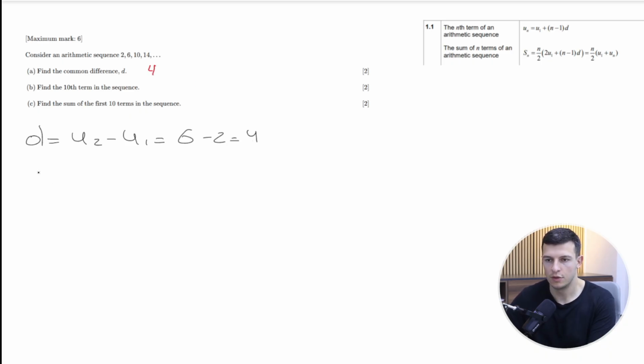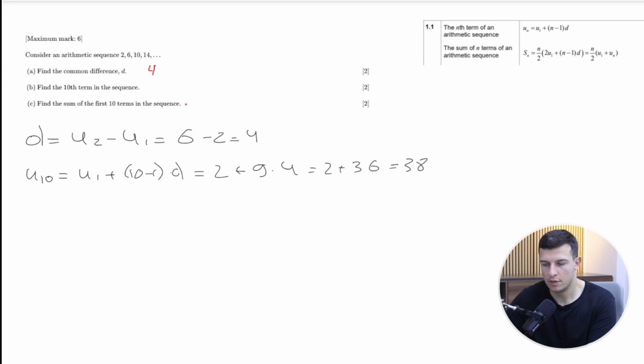So that's 4. Find the 10th term in the sequence. So U10 is going to be U1 plus 10 minus 1 times d. And my U1 is 2 plus 9 times d, which is 4. So 2 plus 36, that's going to be 38.